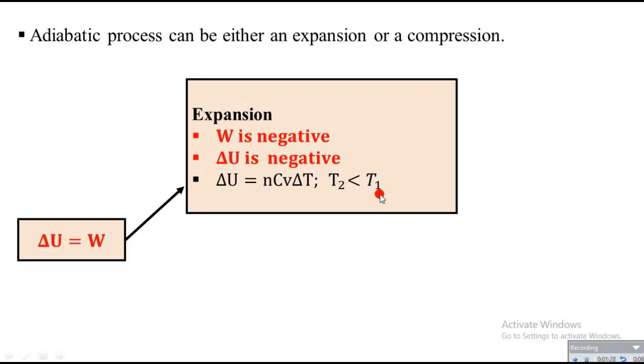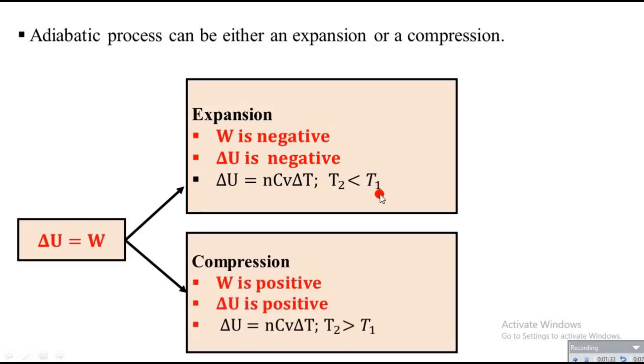Then we might also have compression. When you have adiabatic compression, the work done is positive because the surrounding is doing work on the system, and this work is stored as internal energy. So that means there is an addition of internal energy. The work done is positive, and the internal energy is also positive.